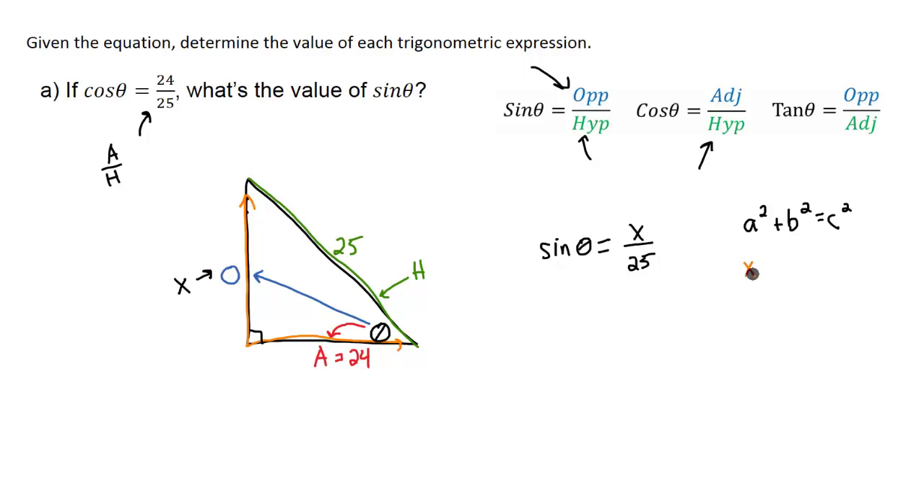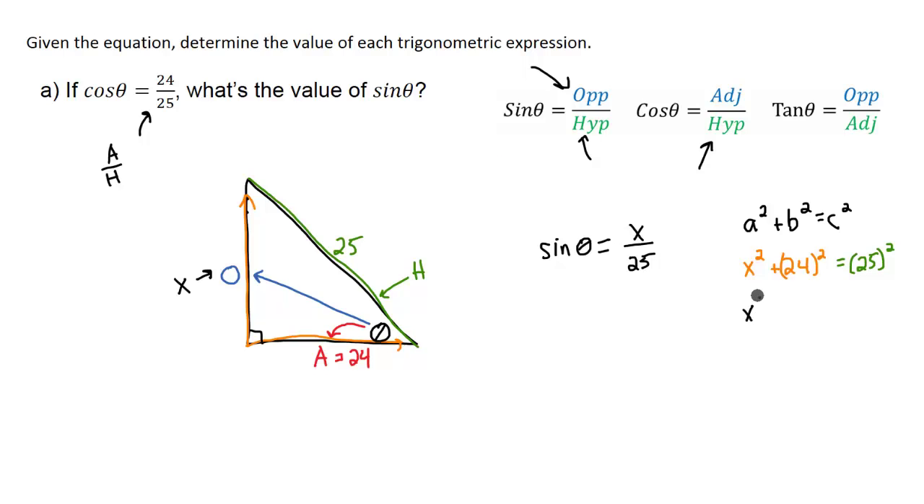So I put x over here and I square it. I also take 24 and I square that too. And then lastly, c, what the Pythagorean theorem is set equal to, well, c squared, is actually going to be the length of the hypotenuse, which is 25, and that's also being squared. So 25 squared. And now we just have to solve it.